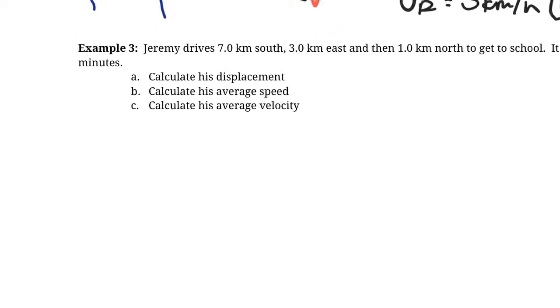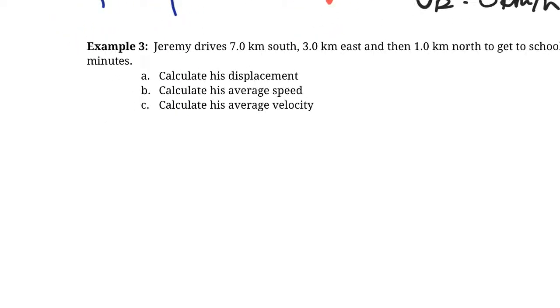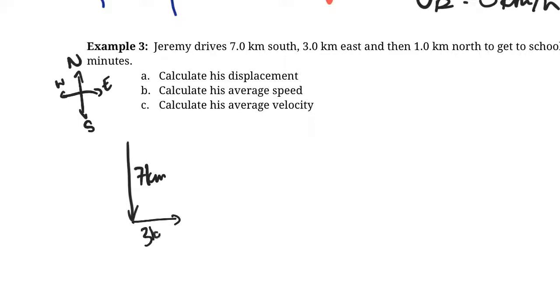So first of all, I'm going to try to get an image of what he's doing. He's driving 7 kilometers south, then 3 kilometers east. Oh, and I should do a compass here. I should just get used to doing that. North, south, west, east. Okay, 3 kilometers east, and then 1 kilometer north.